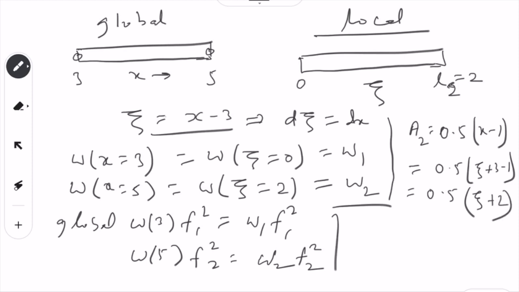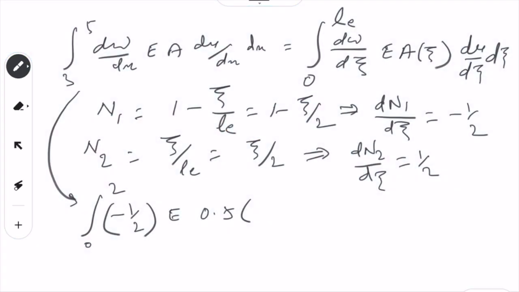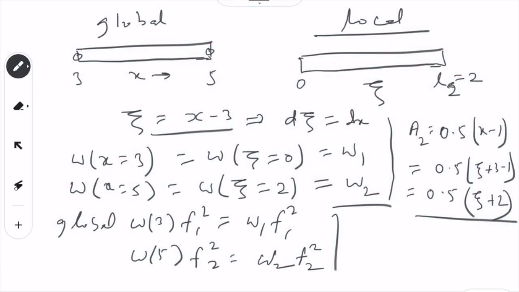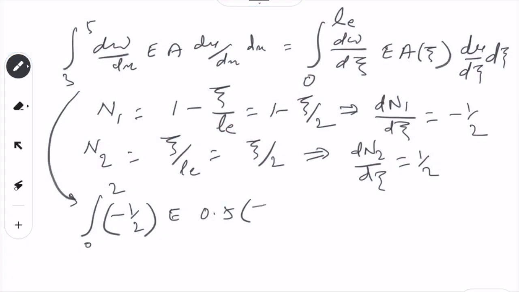Okay, so done. The same thing we are going to write there in terms of xi now. So 0.5 times xi plus 2, then du times d xi. No, here we should not have written like this one.